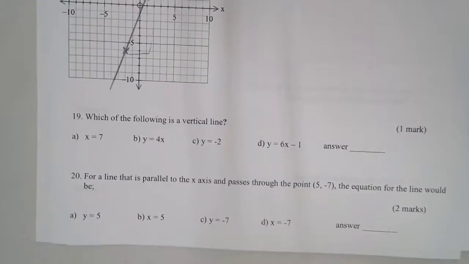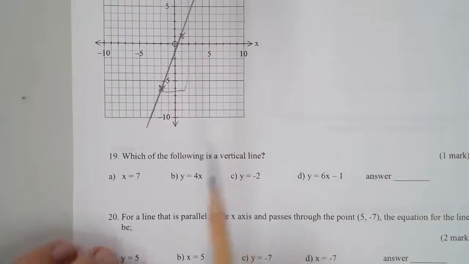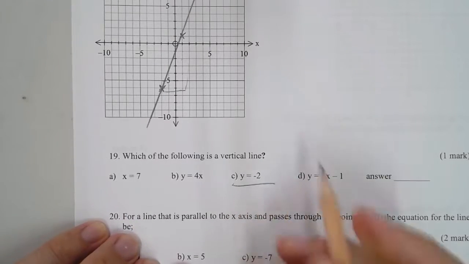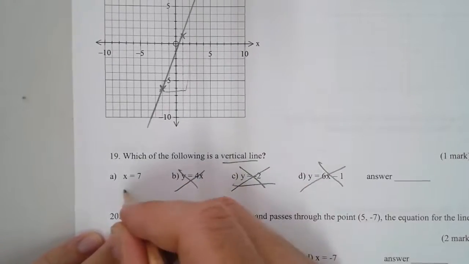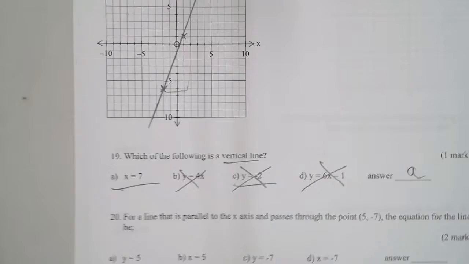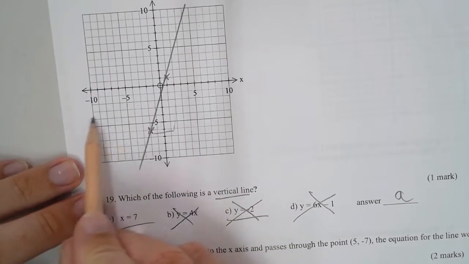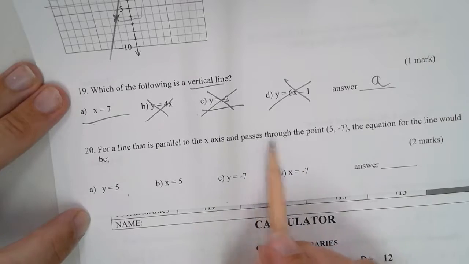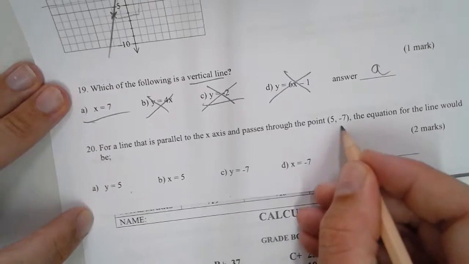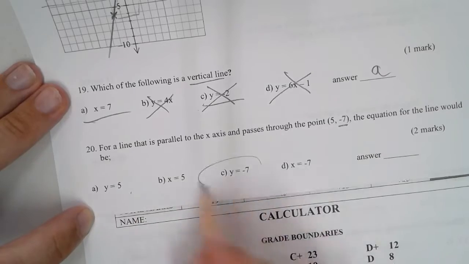19. Which of the following is a vertical line? Well, a vertical line is just y equals a number. No, it's not. A vertical line, sorry, is x equals a number. So it must be A. Question 20. For a line that is parallel to the x-axis, so here's my x-axis, to be parallel to the x-axis it must be y equals something. So y equals 5 or y equals minus 7, let's have a look, and passes through the point. So it's y equals something, and the y value is minus 7, that must be the answer there. Alright.